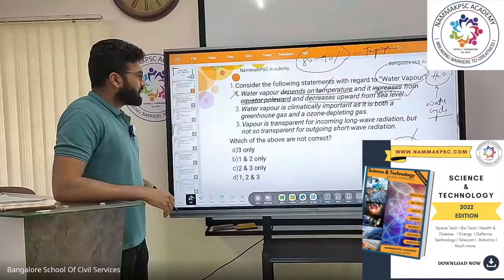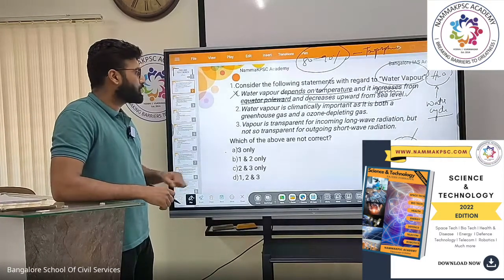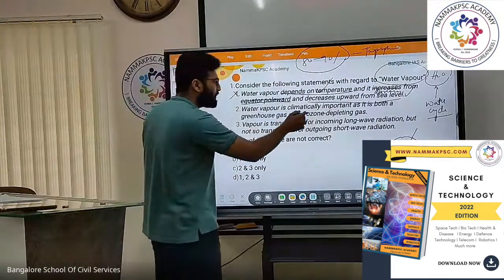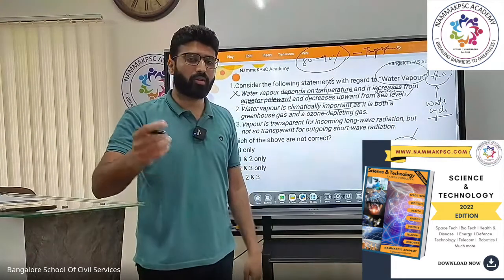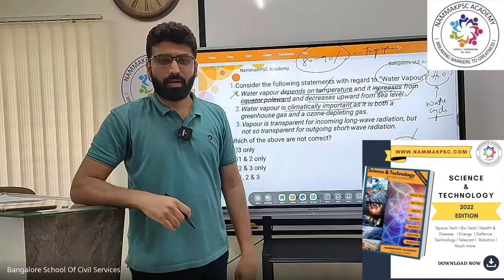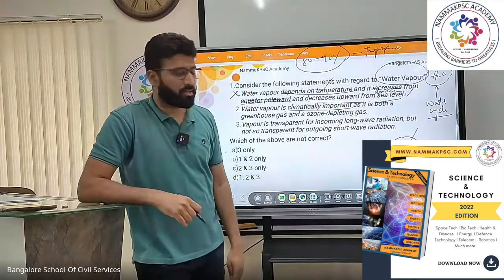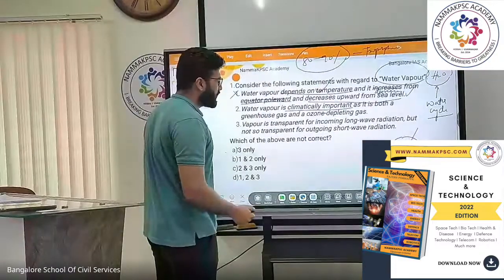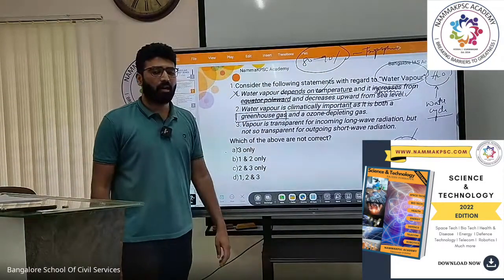The second statement says water vapor is climatically important as it is both a greenhouse gas and an ozone depleting gas. Now, water vapor is climatically important. Of course, I just explained why: it is the reason for the existence of this phenomenon known as climate. As for it being both a greenhouse gas and an ozone depleting gas, water vapor is a very important greenhouse gas.